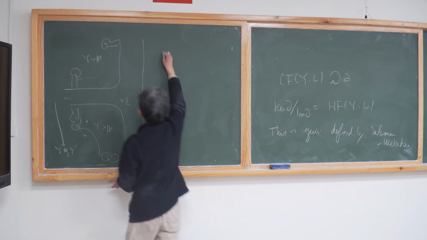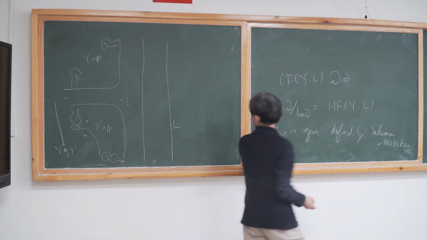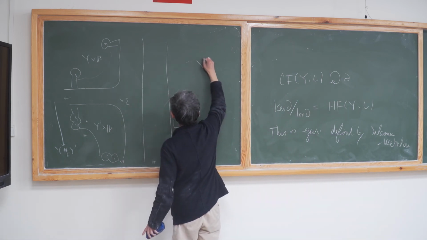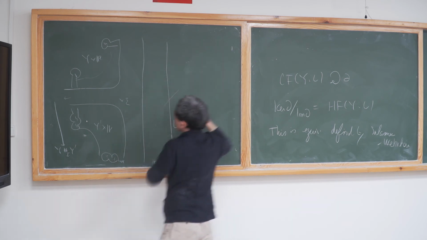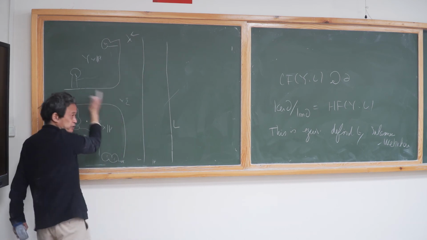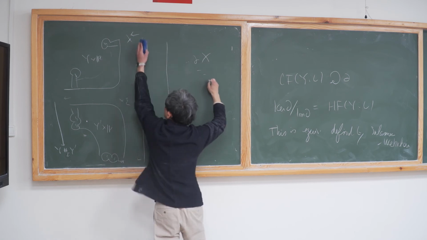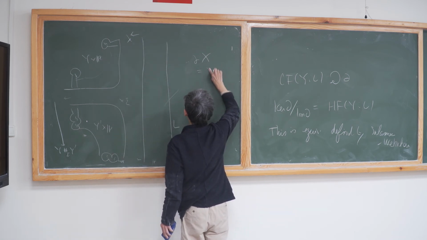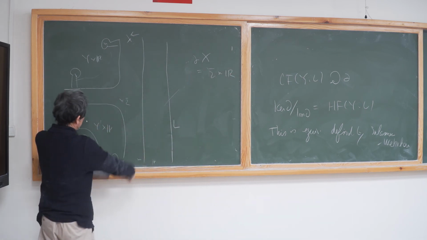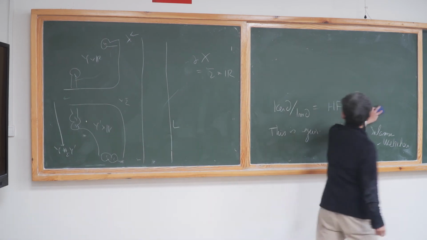Then we have another domain. You have this L. So what we do is the following. We have this big thing X, and X is all of this part. The boundary of X is this, a kind of R cross sigma. And you have 3 ends. One is here, one is here, and one is here. Then what we do is the following.